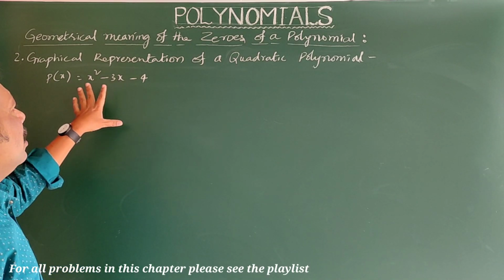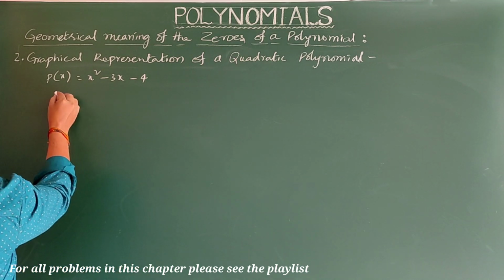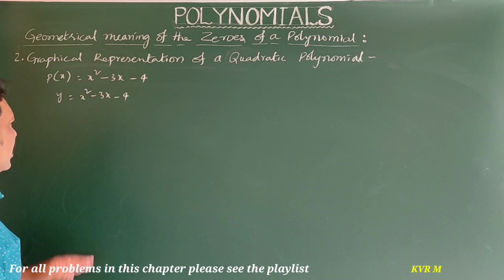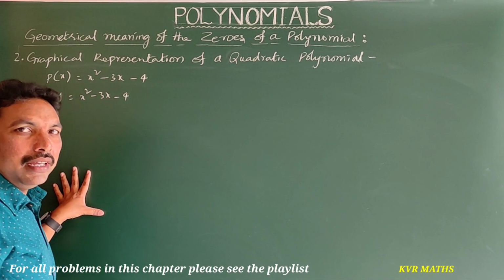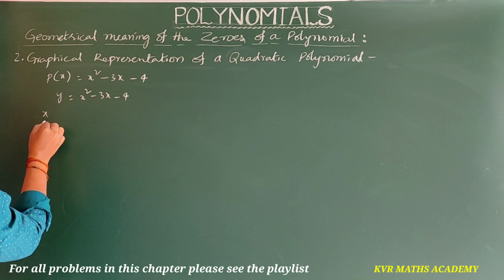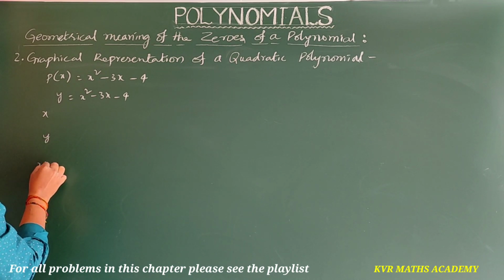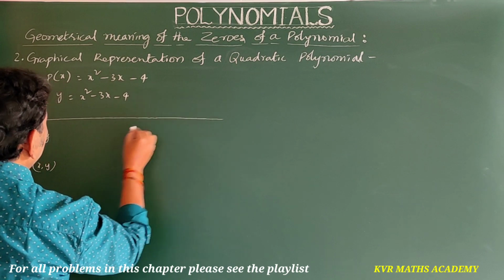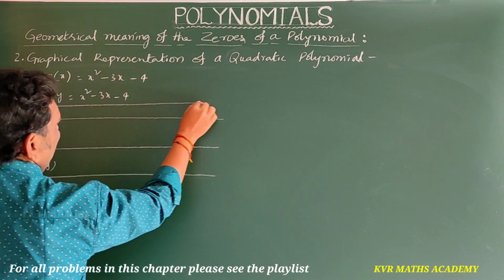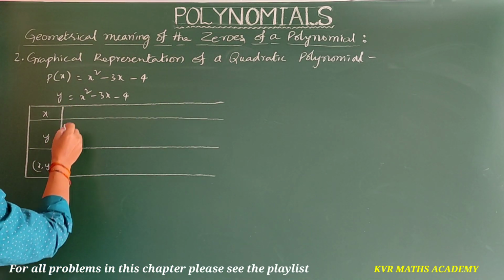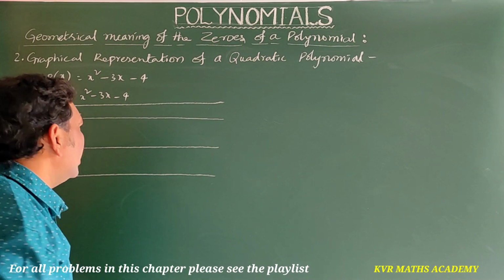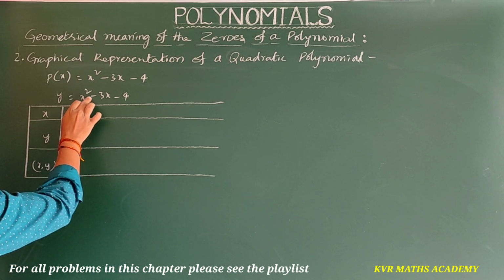First find the values of x and y, which means here y is equal to x square minus 3x minus 4. So x, y, and after that the ordered pair x comma y, let us find. First take any value for x, next y, next the x comma y ordered pair. Let us take the x value minus 2. Two values before 0 and two values after 0, let us take. So minus 2, substitute minus 2 here.